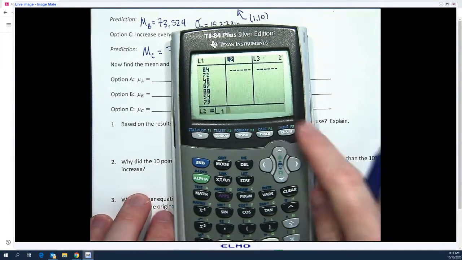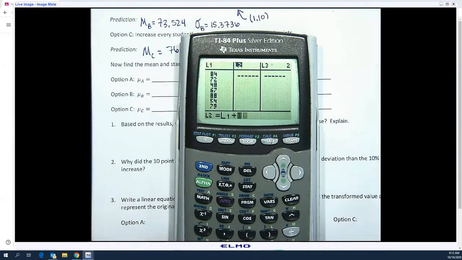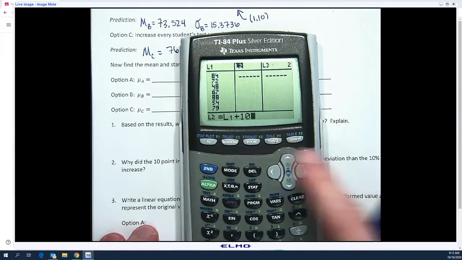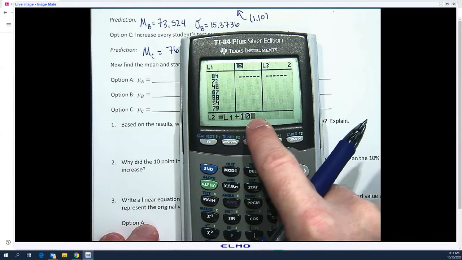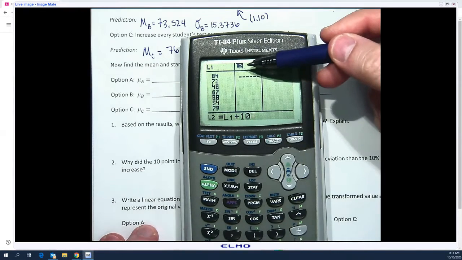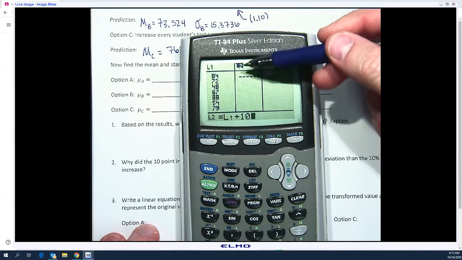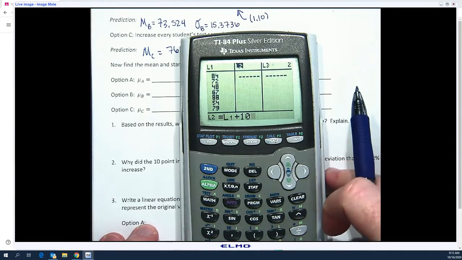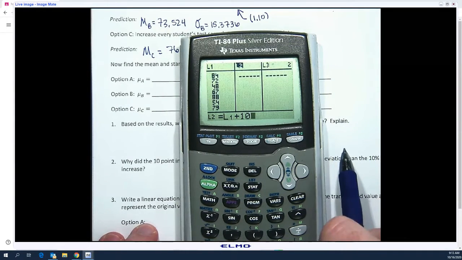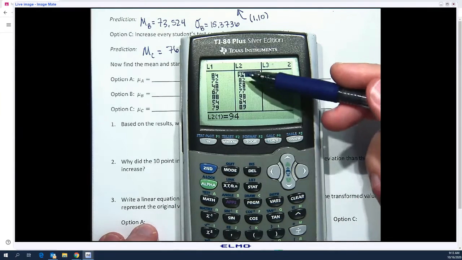Take L1, please, and we're going to add 10 points to everybody's score. So L1 plus 10. You have to make sure you're at the very top. If you get an error, it's because you were not at the very top of the list. So L1 plus 10. And that's these guys right here.